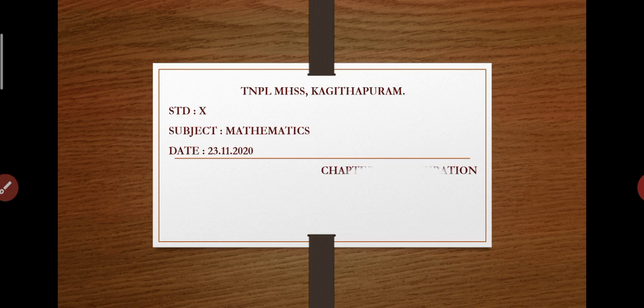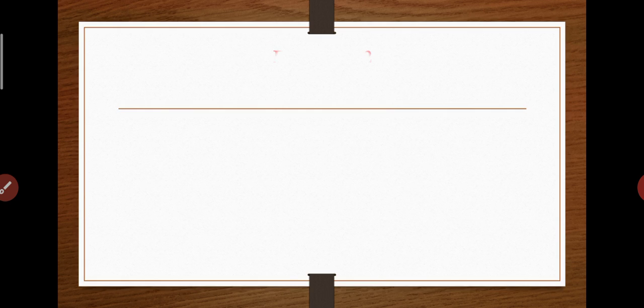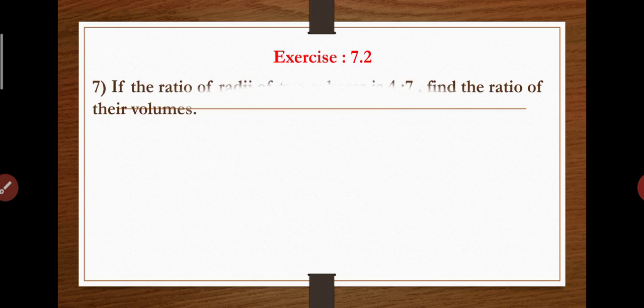Now we are going to see in chapter 7 mensuration, exercise 7.2, questions 7, 8, 9 and 10. Exercise 7.2, 7th question. If the ratio of radii of two spheres is 4:7, find the ratio of their volumes. In the question, the ratio of the radii of two spheres is given, and they ask you to find the ratio of the volumes of the two spheres.